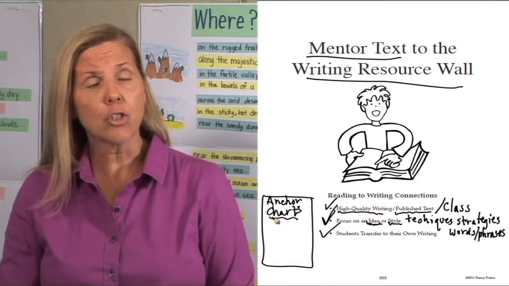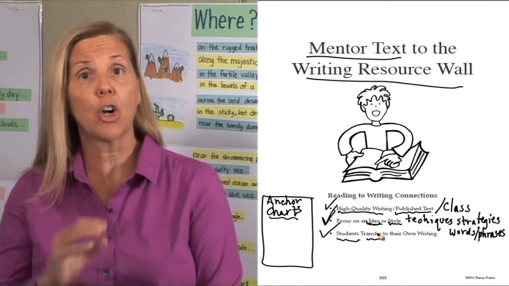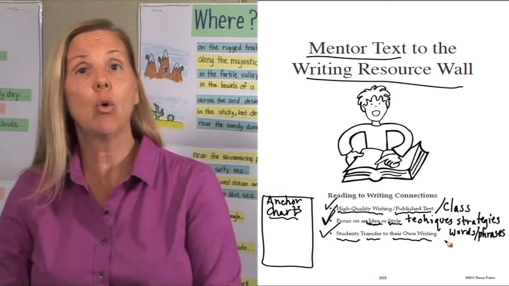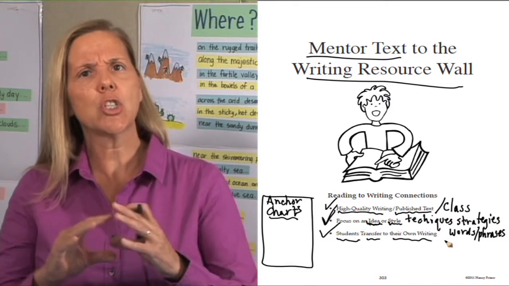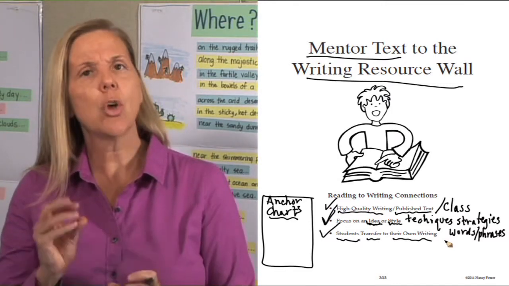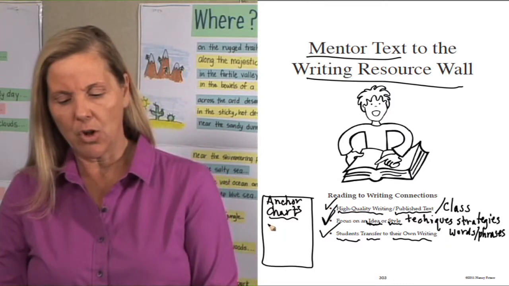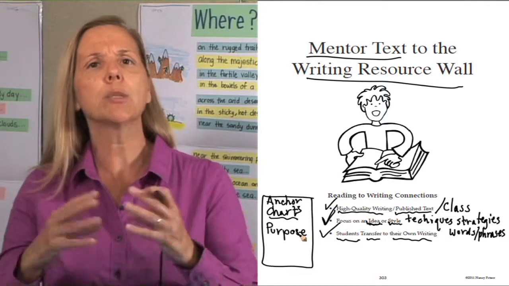And those anchor charts are going to help the students transfer what they've been focusing on in the mentor text to their own writing. In order to have an anchor chart, you need to have a certain way that you format it so that they can use it while they're writing. You need to, first of all, have some sort of a purpose for that chart. So what is my purpose?